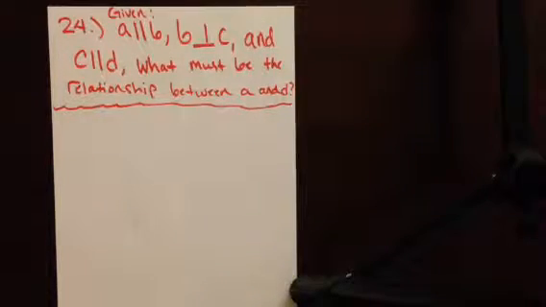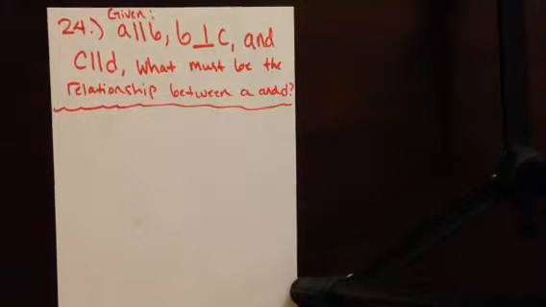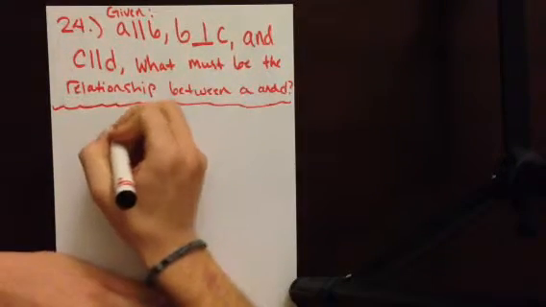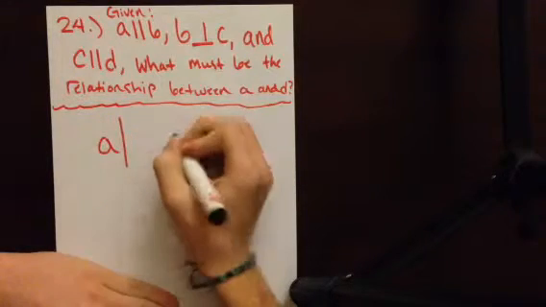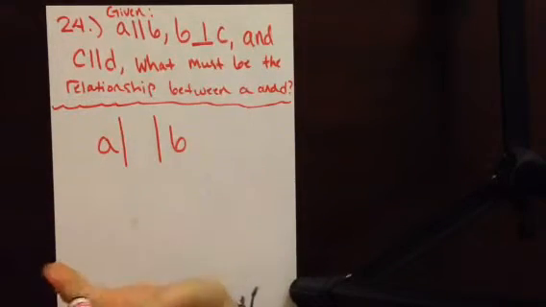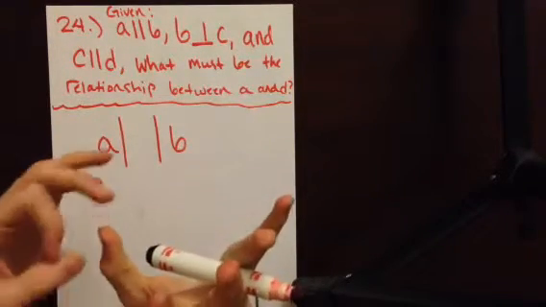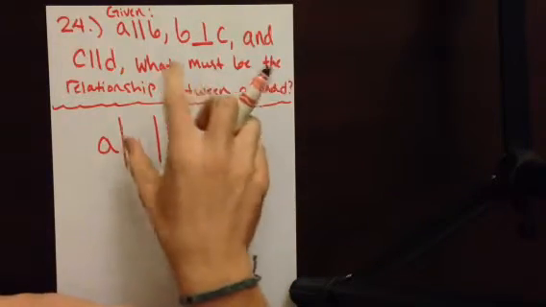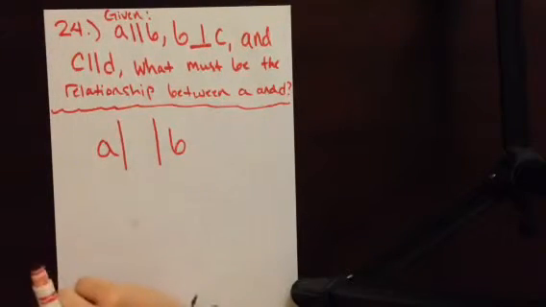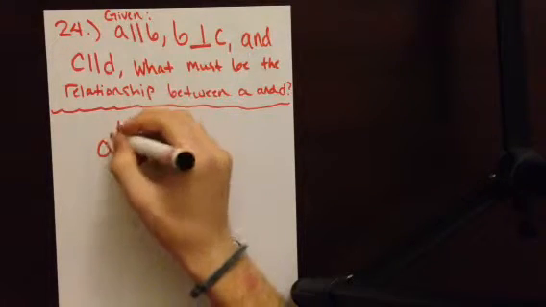Okay, number 24. So given that A is parallel to B, B is perpendicular to C, and C is parallel to D, what must be the relationship between A and D? So if you have line A right here and line B right here, we're essentially going to draw them as if, so you can understand it easier, rather than being slanted parallel lines, they were completely vertical straight lines. So they are going up and down vertically, and those two are parallel.